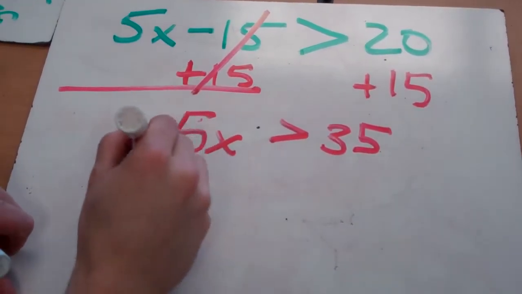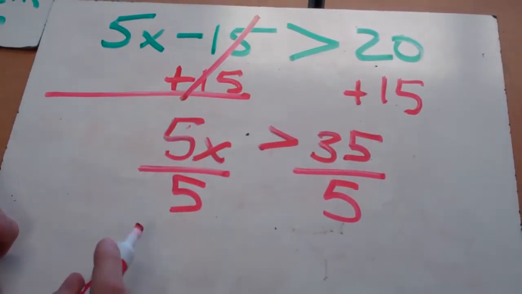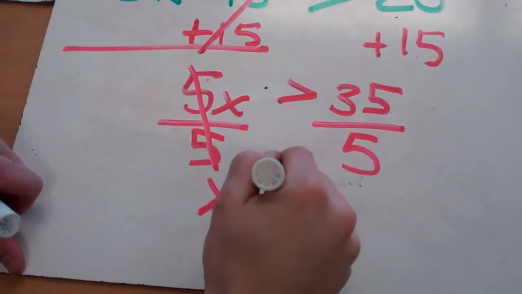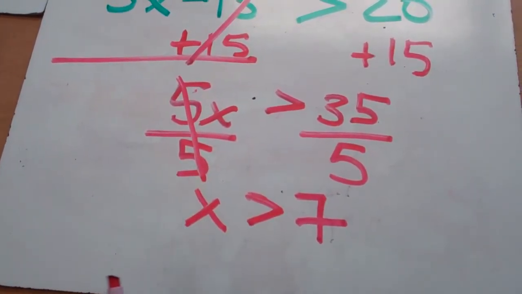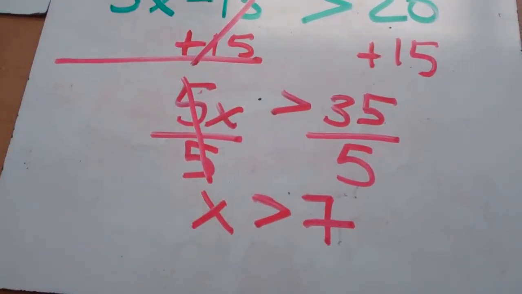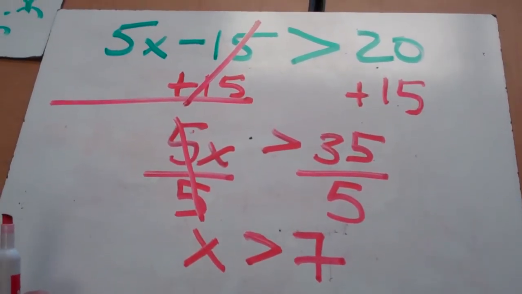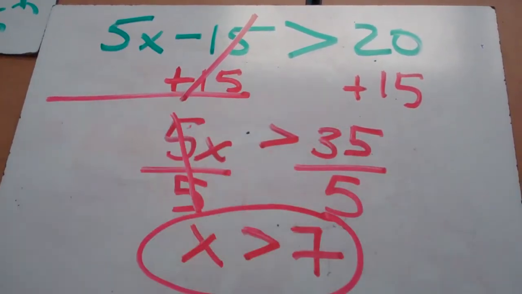Here, 5 times x, I need to undo my multiplication with the opposite operation, which is division. 35 divided by 5, I get x is greater than 7. So now x could be 7, it could be 8, 9, maybe even 9.8654321. Any number that is greater than 7 fits for this inequality.